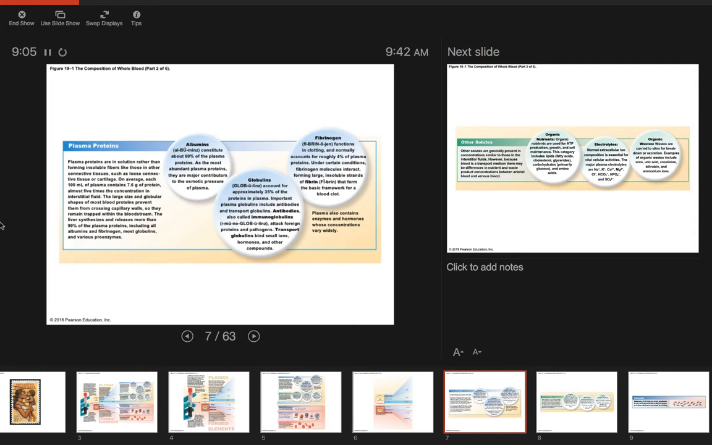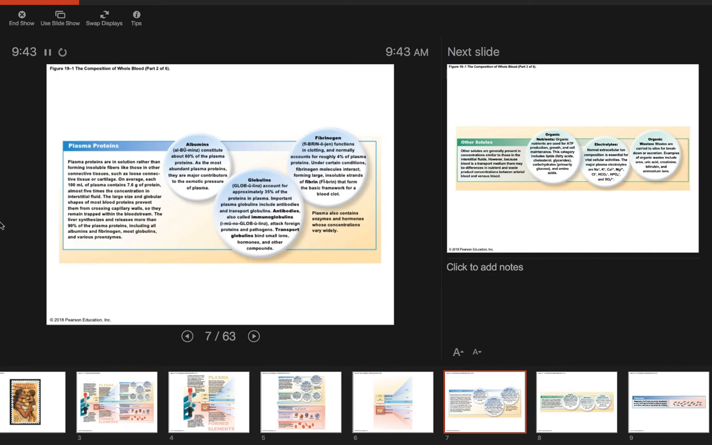And then the last type of plasma protein is called fibrinogen. We're going to see this at the end of the chapter, but that deals with blood clotting. So when there's a cut through the blood vessel, those fibrinogen are going to help to stop the blood from leaking out. That's called hemostasis. All right, so that's 7%. The plasma proteins are 7% of plasma.